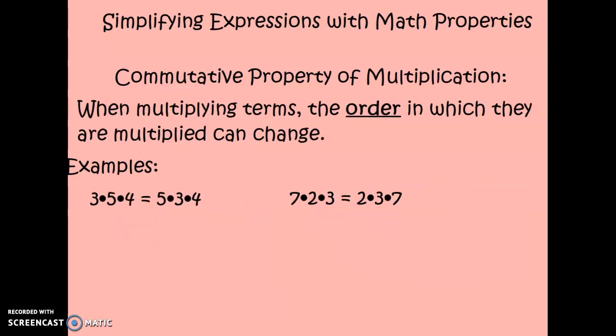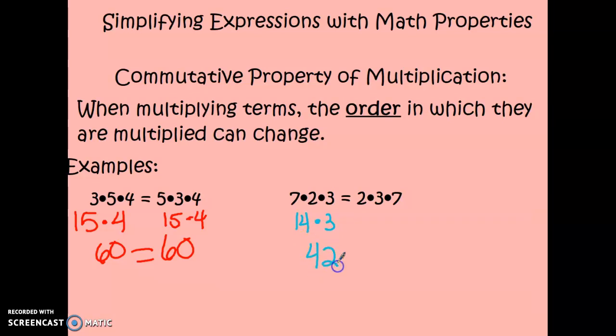Okay, moving on. Commutative property of multiplying tells us the same thing. It's telling us we can change the order in which we're multiplying and we will still get the same answer. Okay, so starting with the first one, 3 times 5 is 15. 15 times 4 is 60. And then, of course, I've got 5 times 3, which is still 15, which gives 60. Okay, and we have 7 times 2, which is 14. 14 times 3 is 42. And then I have 2 times 3, which is 6. 6 times 7 is also 42.